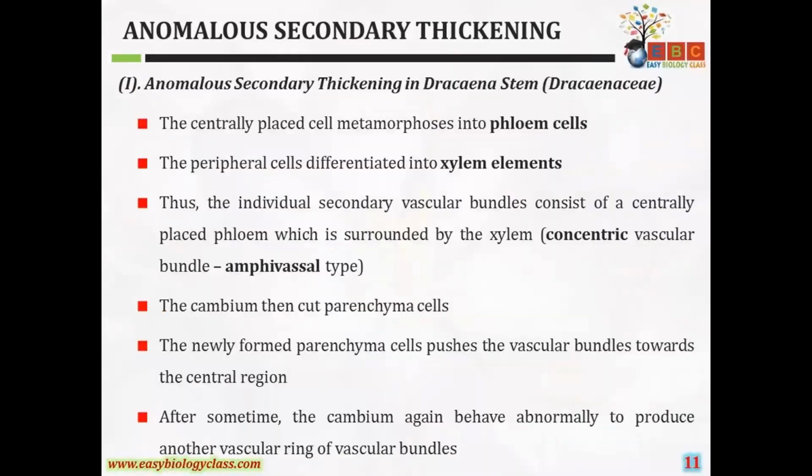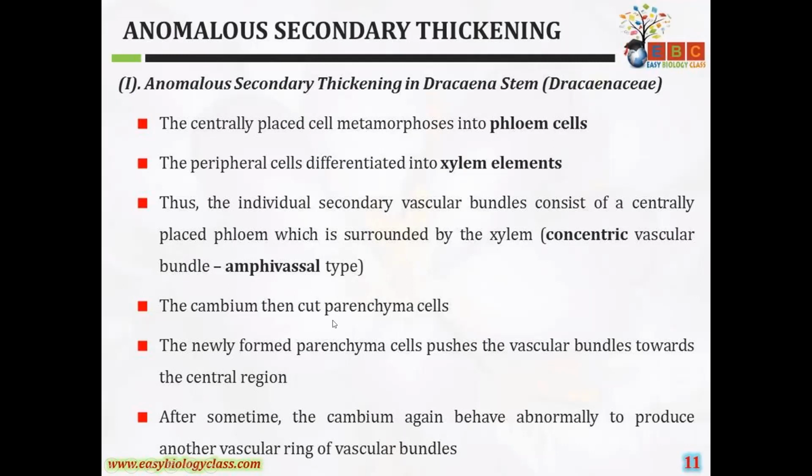Here the centrally placed cells metamorphose into phloem cells, whereas the peripheral cells differentiate into xylem elements. Thus the individual secondary vascular bundles consist of a centrally placed phloem surrounded by the xylem, that is, concentric vascular bundles, which are amphivasal. Amphivasal means the central phloem is surrounded by the xylem. So this is called an amphivasal bundle.